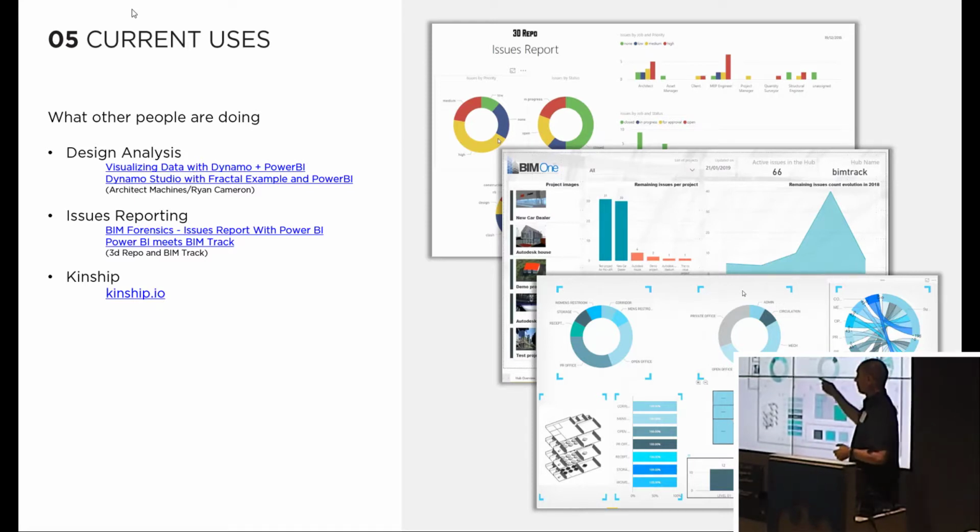Also some interesting things are done with issues reporting, either connecting directly to BIM Track for coordination, and also Kinship, which is also doing similar things. I don't know how many of you know Kinship, the Revit add-in. It's an add-in that you install in Revit, and it frequently pushes data to the cloud, to a database.